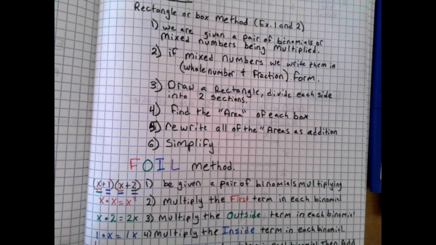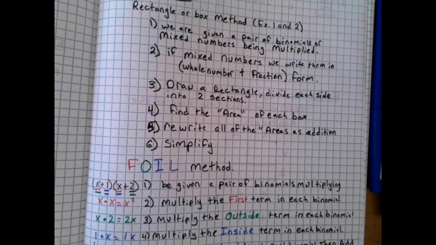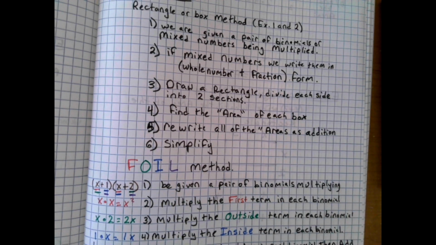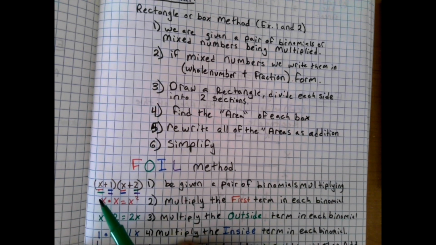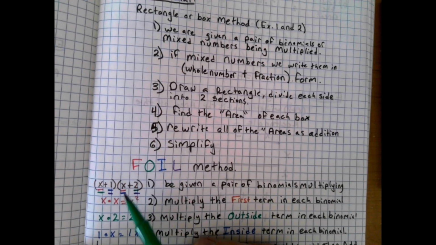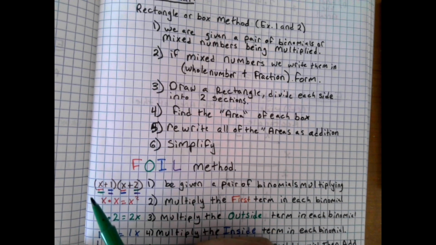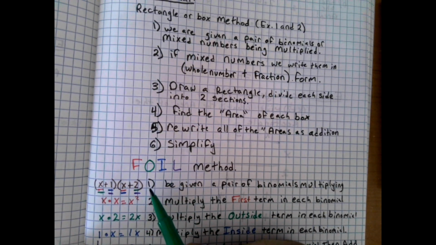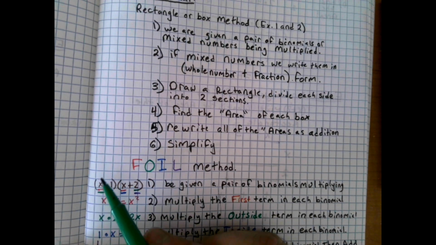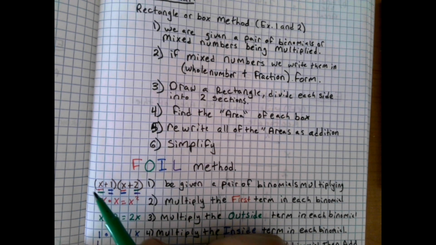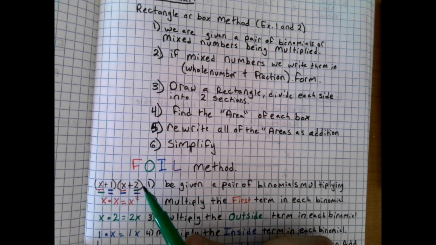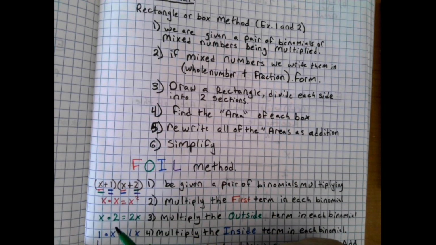The third step is to multiply the outside terms. Now, when we go from first to outside, first talks about the first term in each binomial. That means that we went to the first term here and the first term here. The outside terms are the terms that are on the outside of the expression. So we have x over here on the far left side. We have 2 on the far right side. So we're going to have x times 2, which is equal to 2x.